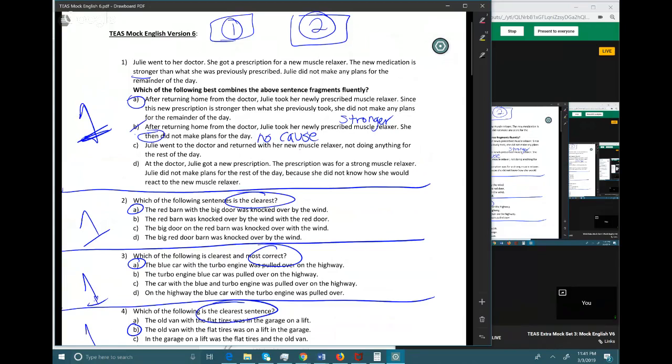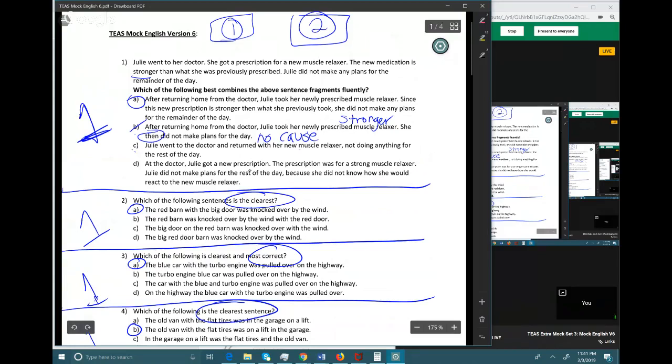We're missing the fact that it's a stronger muscle relaxer, which you don't have to capture every word. That's not what I'm saying. But you have to capture words that are important. What's important to these fragments is she goes to the doctor. She gets a stronger muscle relaxer than what she's accustomed to. She's afraid she's going to get drowsy, and you infer that. Therefore, she does not make plans for the day because she's afraid she may be extra drowsy.